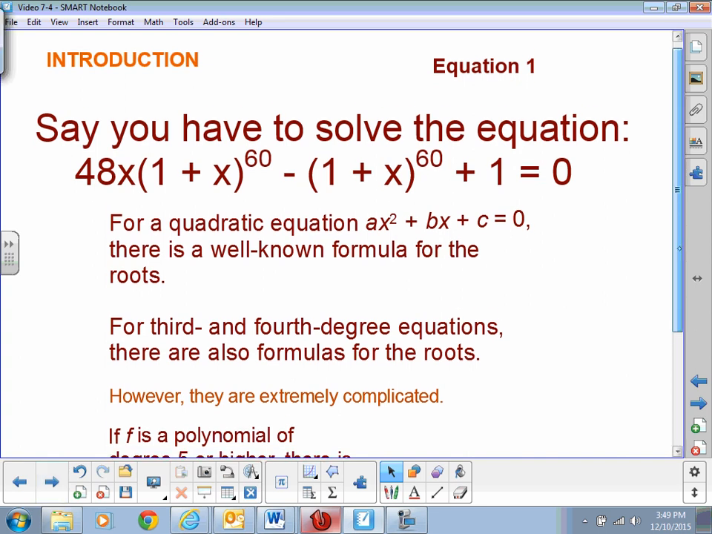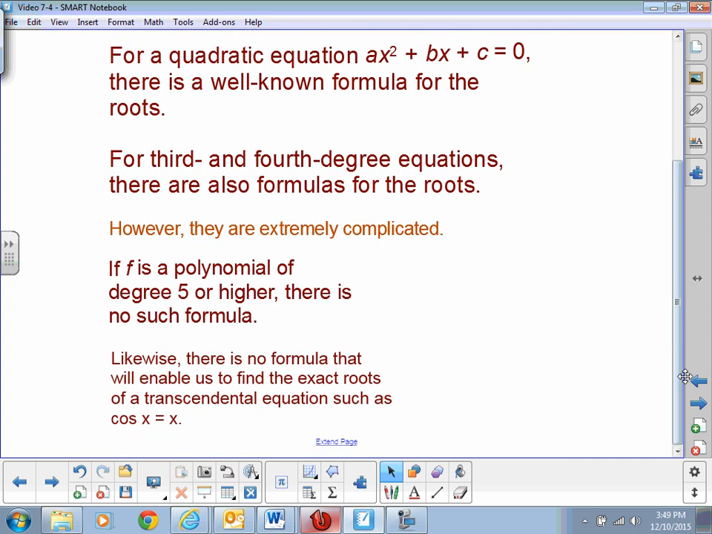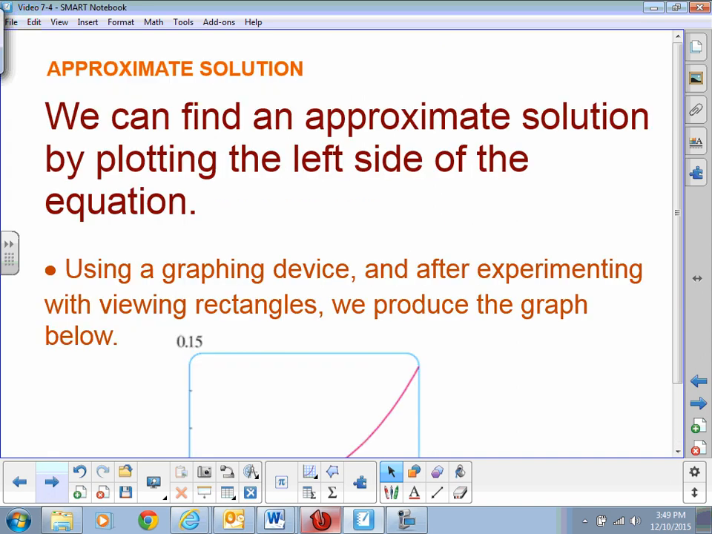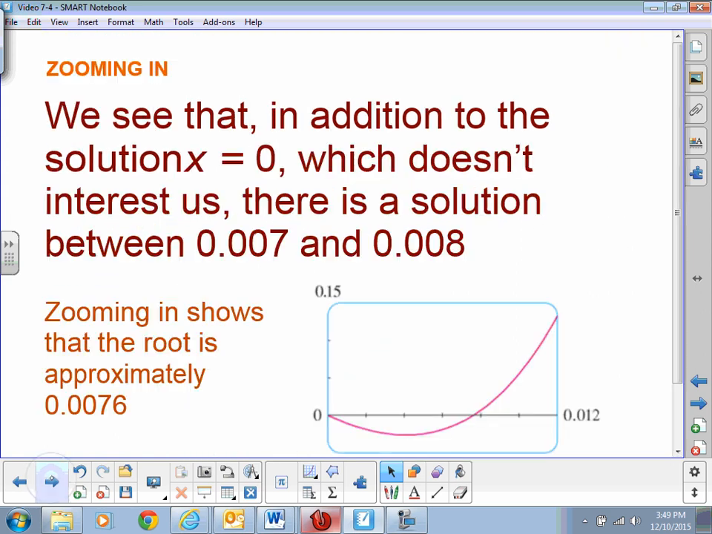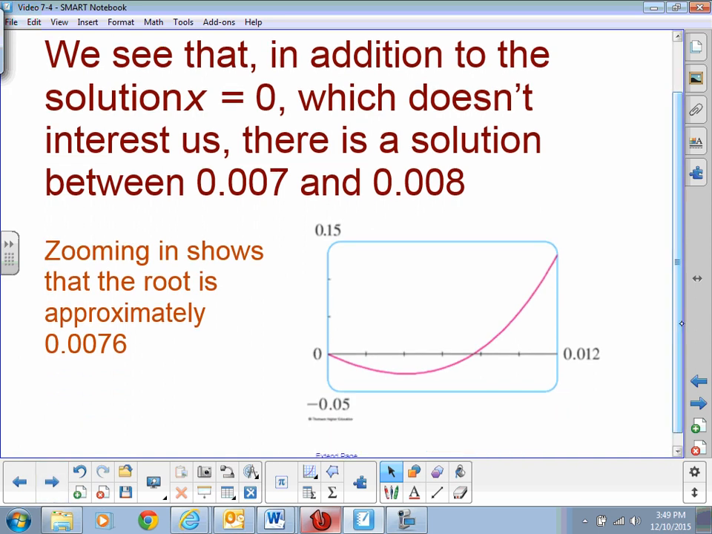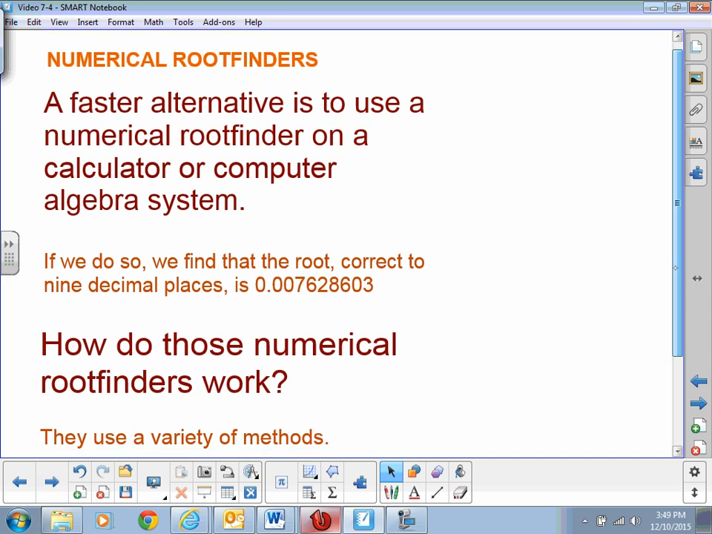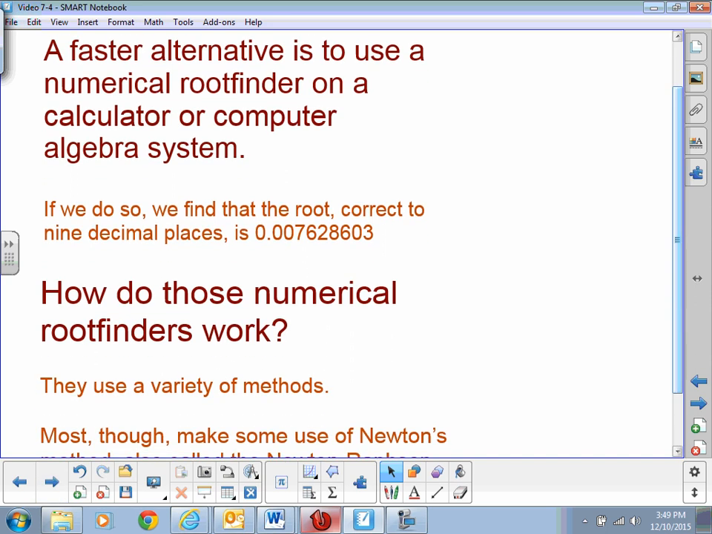However, if you have something complicated like this, or if it's something like cos x equals x, we don't have any formulas that can solve those things. One thing we could do is graph it, and eyeball it by zooming in. Or with our calculators, we can get it out to 9 decimal places. Well, what your calculator is really using is Newton's method to estimate where that root actually is. Because again, there's no exact formula for it.